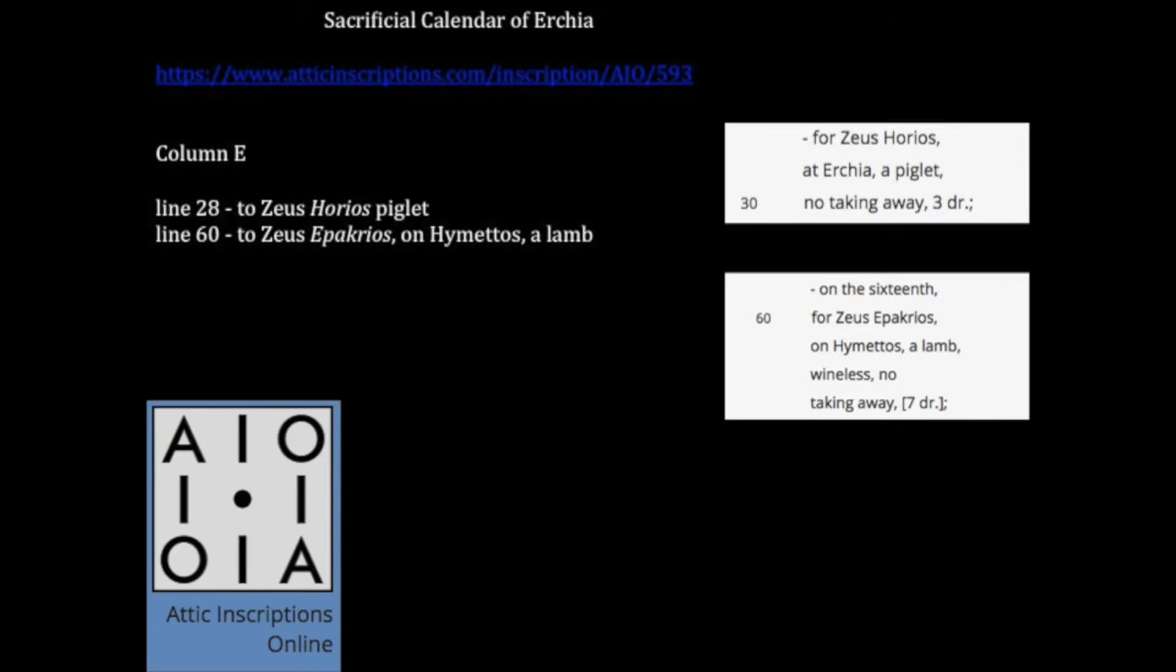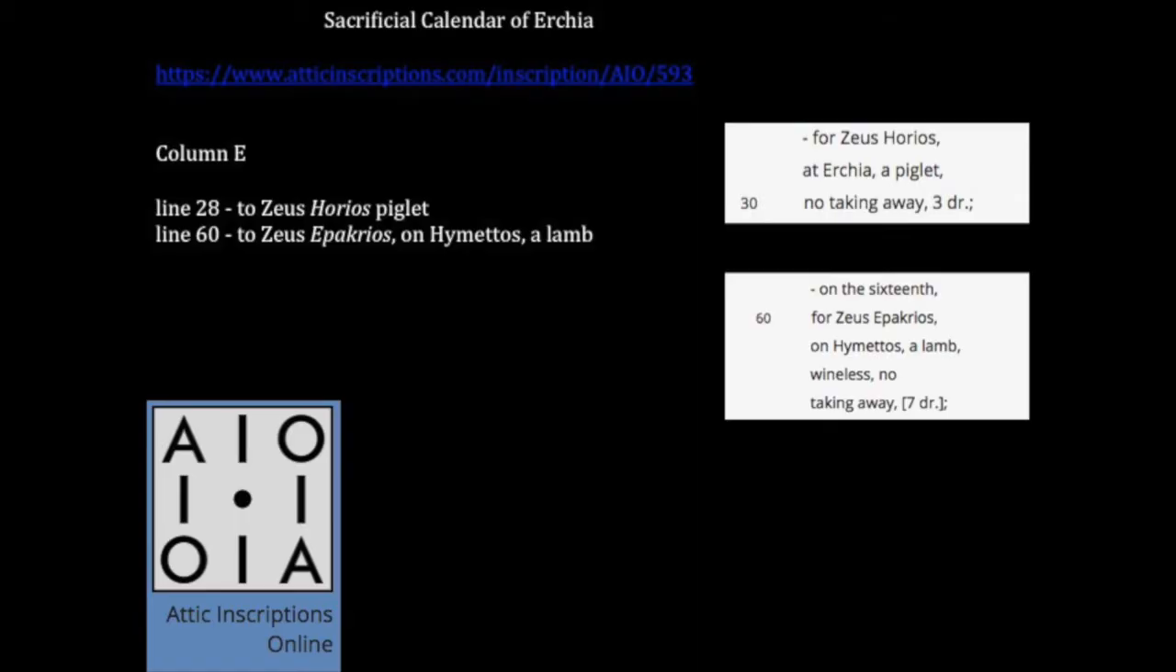Then on the fifth, we've got Zeus Horios. He's given a piglet. Again, this is more of a chthonic thing. And there's line 60, Zeus Epakleos on Mount Hymetos, and he's given a lamb. So we'll see, not only are each of these Zeuses treated as different gods in a sense, they're sacrificed at different times, in different places, and given different things according to their nature.